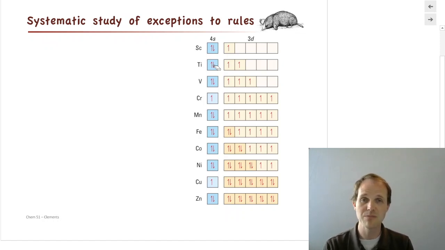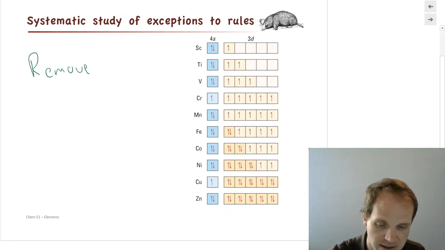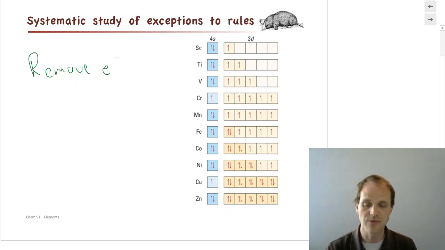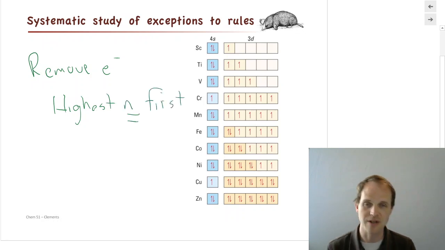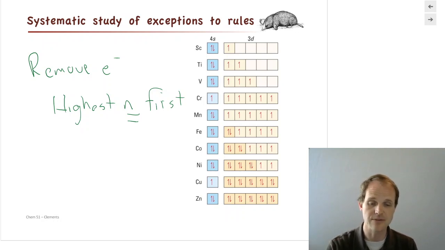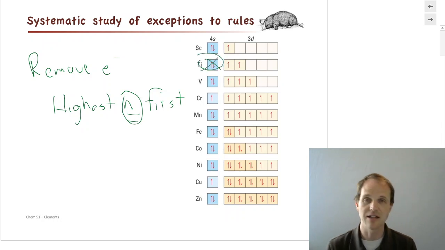But it turns out when we remove electrons to make positive ions, we're always going to remove from the highest n first. Remember, n is the principal quantum number, 4 in the 4s, 3 in the 3d. So even though we filled the 4s first, and then say for titanium, we filled those 3ds, if we're going to make titanium 2+, the things we're going to remove first are the highest n. So we're actually going to remove these 4s electrons before we remove the 3d electrons.